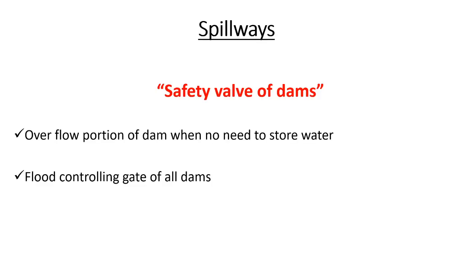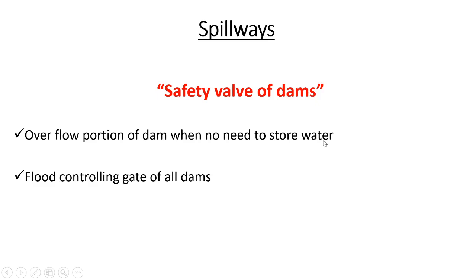You know that whenever there is a need of water at the downstream side of a dam, we often take water from the upstream direction to the downstream through spillways. So, the spillways are called the safety valve of a dam. Spillways are the overflow portion of a dam when there is no need to store water.